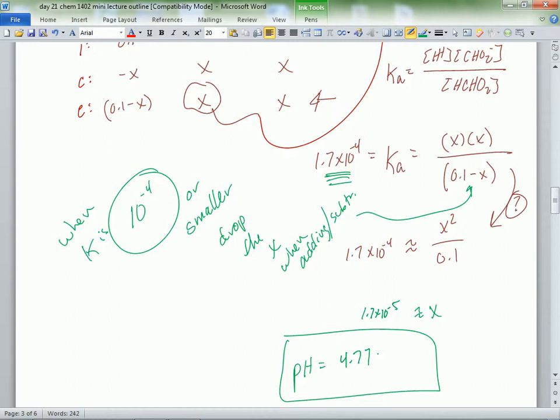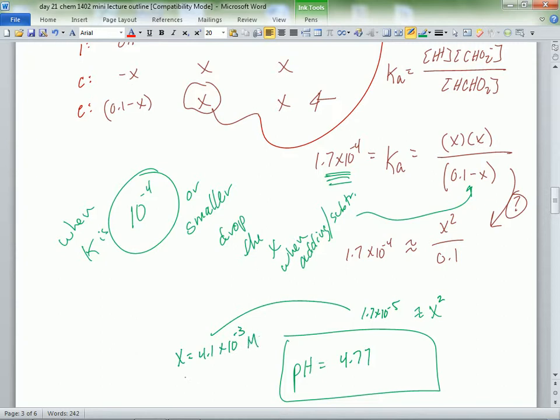Oh, that's supposed to be x squared. Sorry. All right, that's x squared, and then take the square root. Did I do this wrong? I did do it wrong. Oh, I forgot to take the square root, didn't I? So you do the square root, and you get your x to be 4.1 times 10 to the negative 3. See, that's what happens when you skip steps, right?